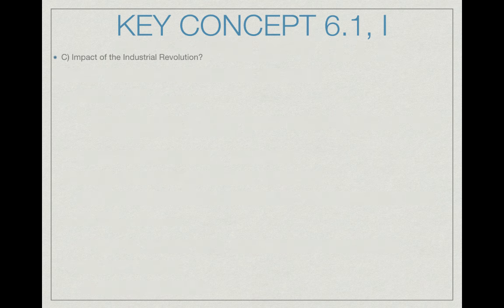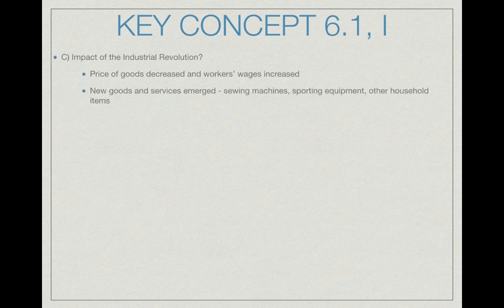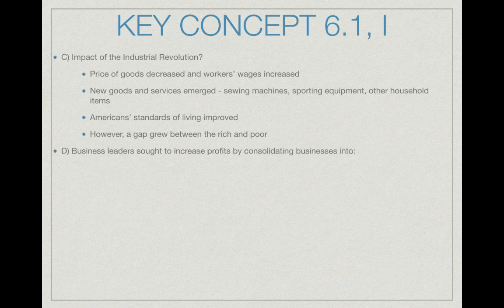So what was the impact of this industrial revolution? Well, the price of goods decreased because they became more efficiently produced, and workers' wages increased. So workers are making more money. New goods and services emerge, things like sewing machines, sporting equipment, and other household items become more popular and are introduced. And the American standard of living improved as a whole. However, there was a gap that grew between the rich and the poor. So overall, Americans are more prosperous, but there is a growing gap between the rich and the poor.